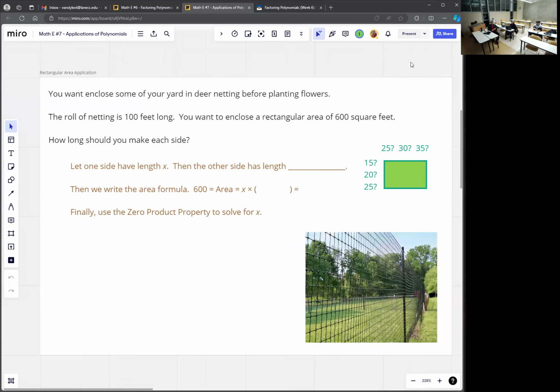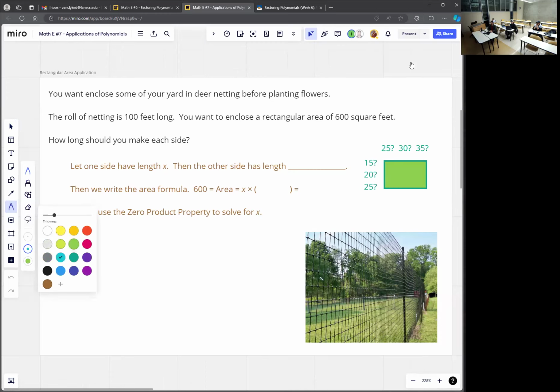So in this problem, we have 100 feet of deer netting, and we want to make a rectangular area so the deer don't eat our garden, and rectangular gardens feel nice. How long should you make each side? If we say that one side is X, and I'm not quite sure how big X is, then how big is the other side?